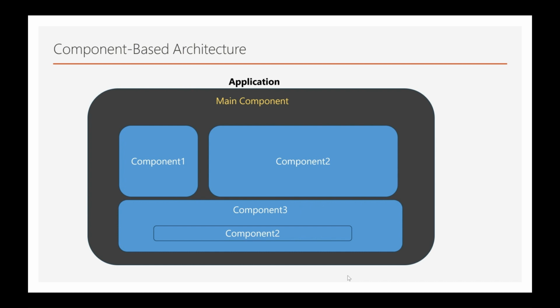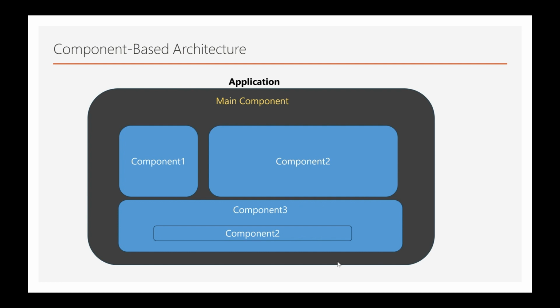Now, the interesting part is that Component 3 includes Component 2 within it. This means that we are reusing Component 2 in the main component and also in Component 3. Once we create a component, like Component 2, we can use it in various parts of the application wherever it is needed. This reusability is one of the key advantages of using components in React.js.